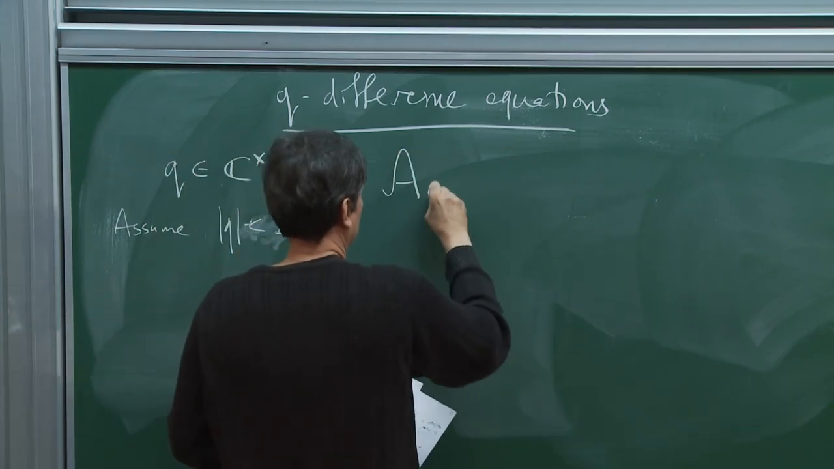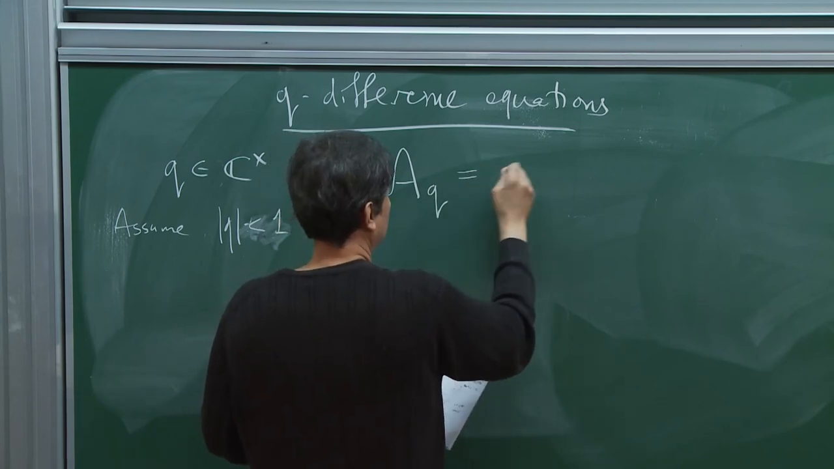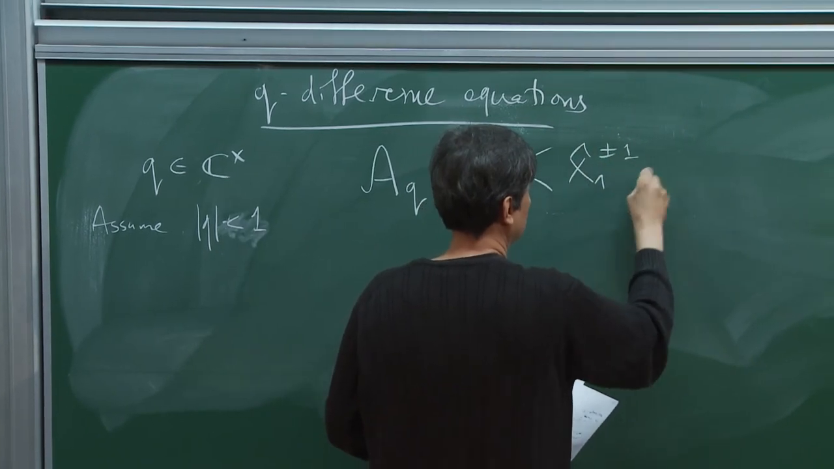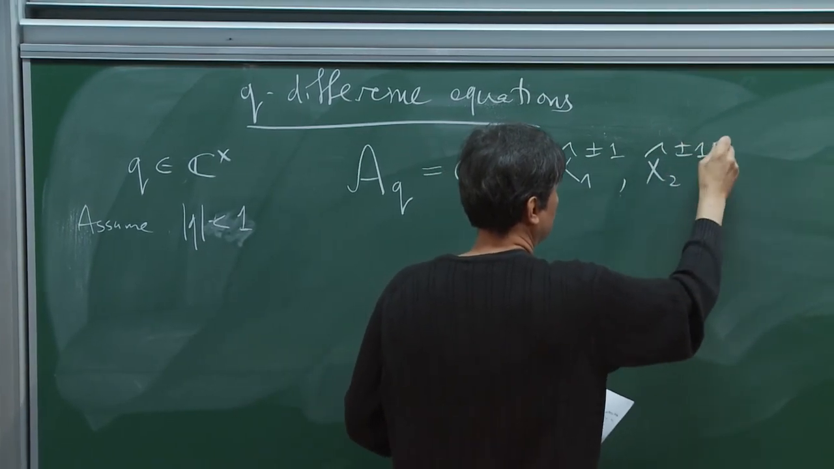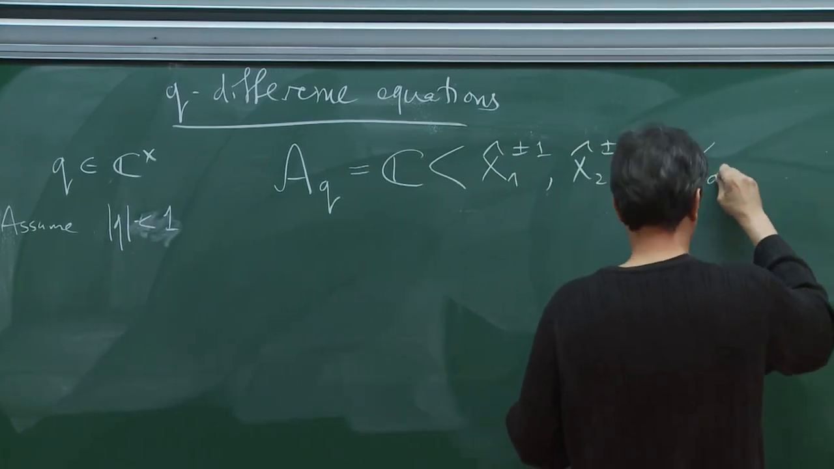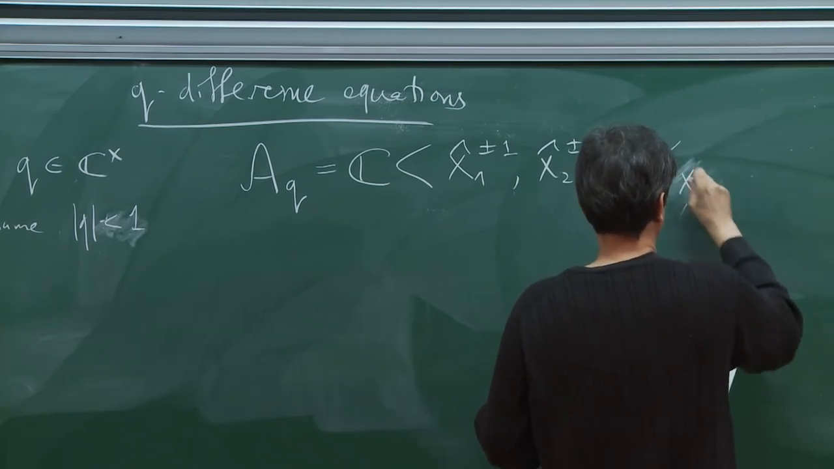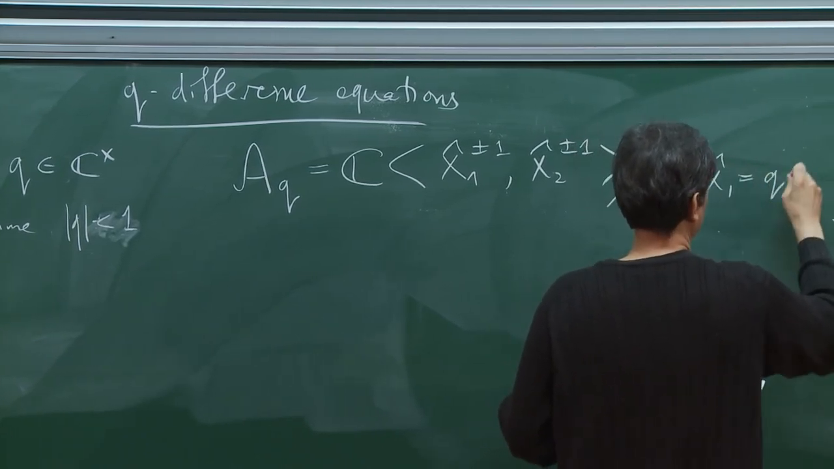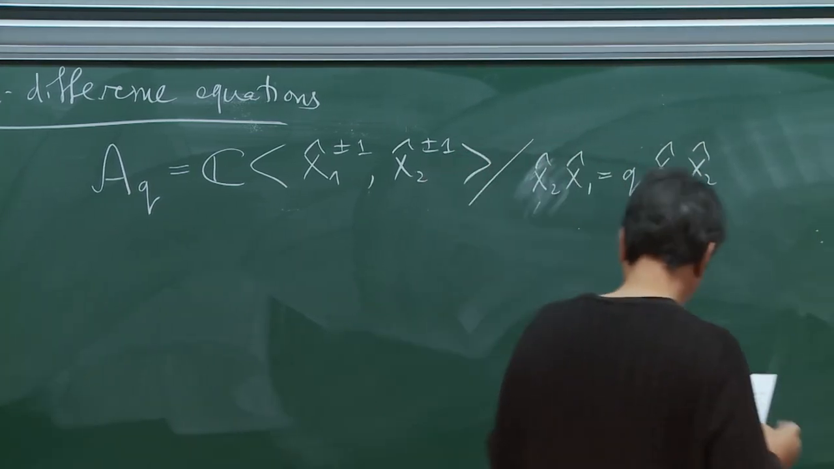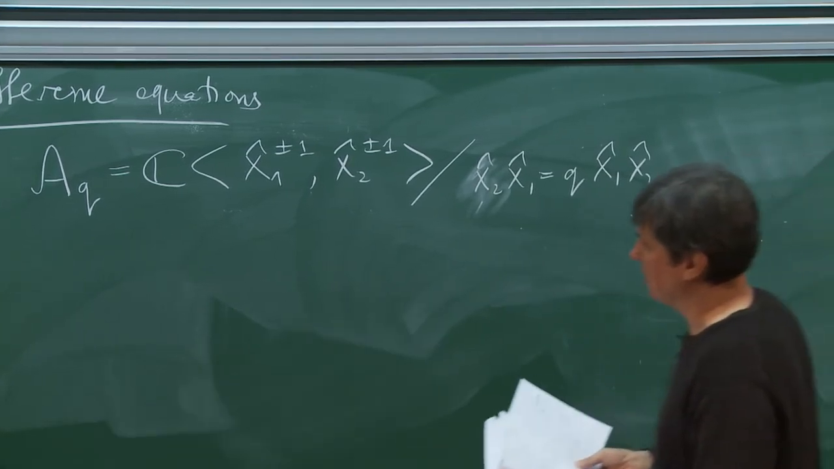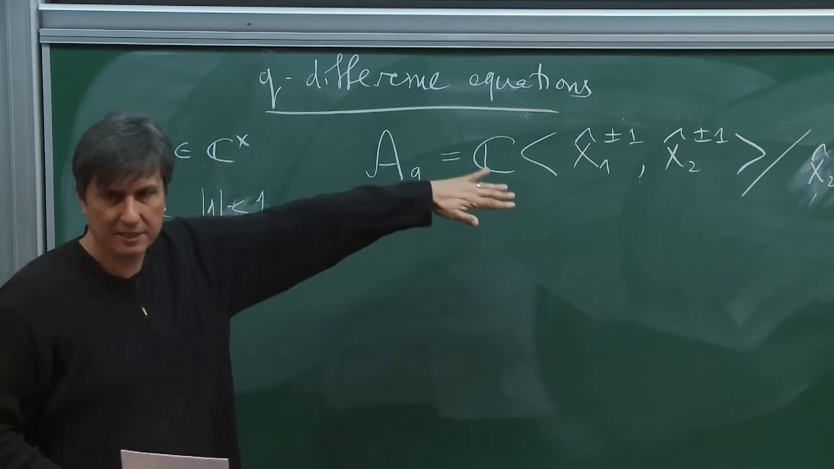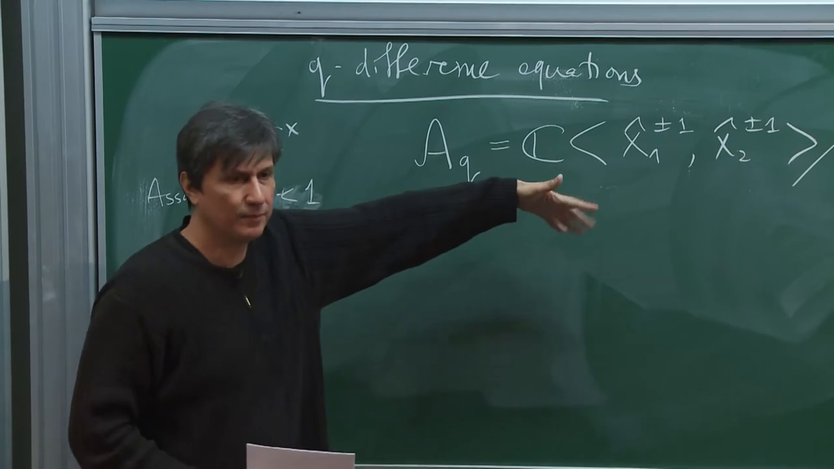And I denote by A_q the following algebra. It's C of x1 hat plus-minus inverse, x2 hat, two invertible elements, the group ring of the free group, modulo the relation that x2 hat x1 hat equals q x1 hat x2 hat. This algebra admits a filtration, as I explained in previous lectures, and one can speak about holonomic modules.